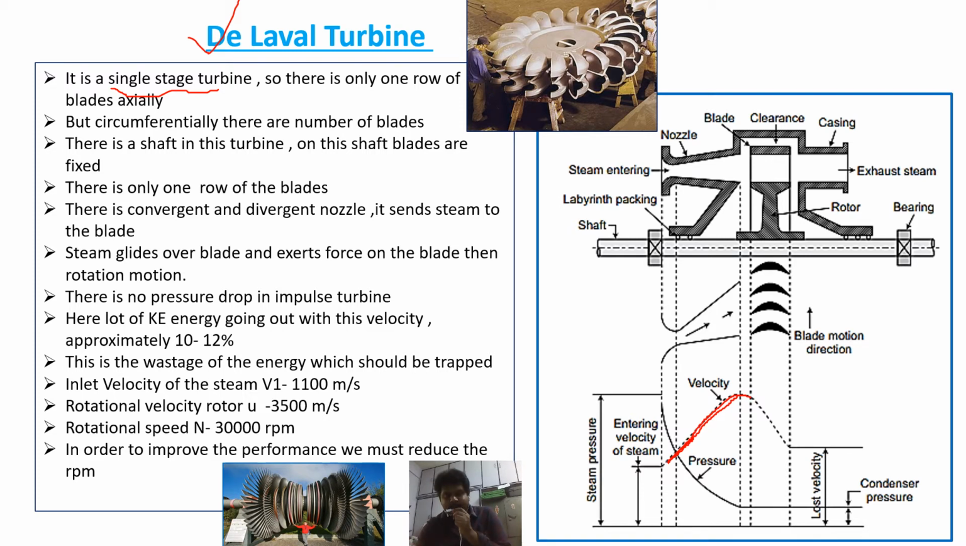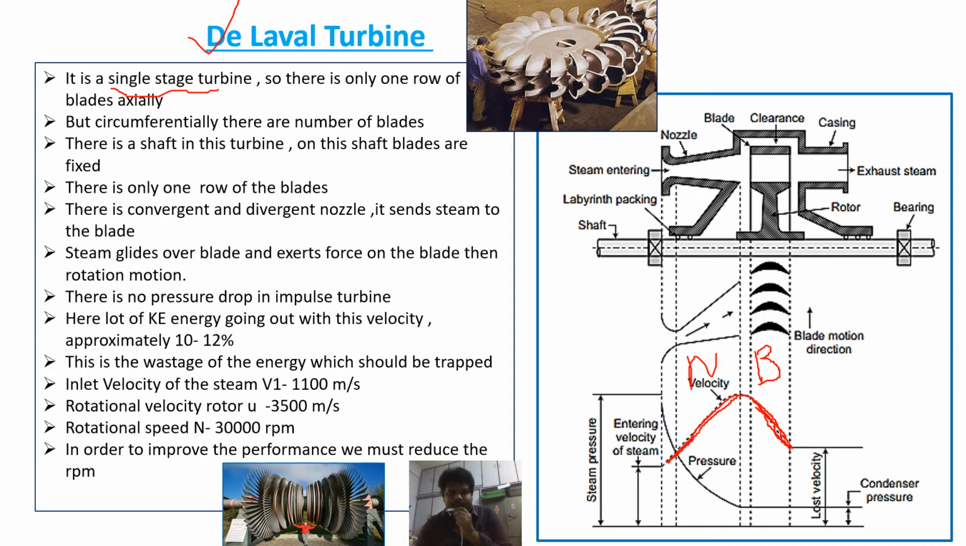From the nozzle, it will enter into the turbine. So this is the turbine area. Here, when it is passing through the turbine, the velocity of the steam will decrease. So that here the line is coming down. So this is what is happening in the De Laval turbine. So this area is the nozzle area. This area is the blade turbine.